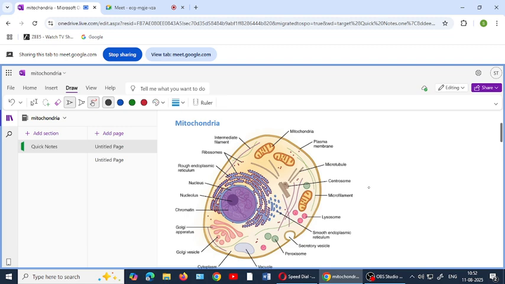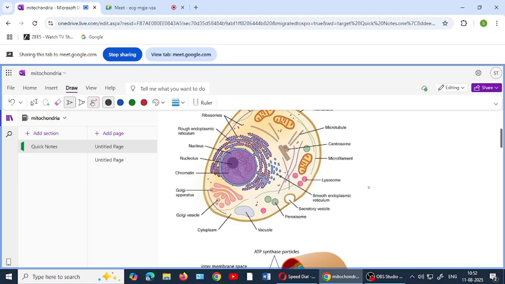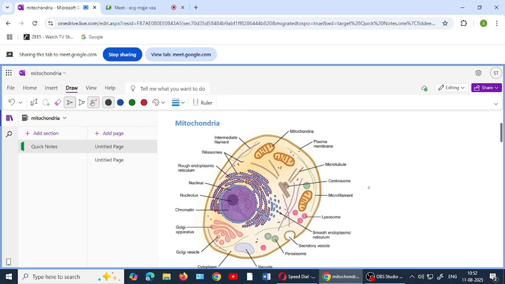Correct, powerhouse of the cell. Okay, powerhouse of the cell. So why is it called the powerhouse of the cell? Because they produce the majority of energy for the cell cycle, cell multiplication and other cellular activities. So they are the main contributors of cellular energy. That's why they are called what? Powerhouse of the cell.